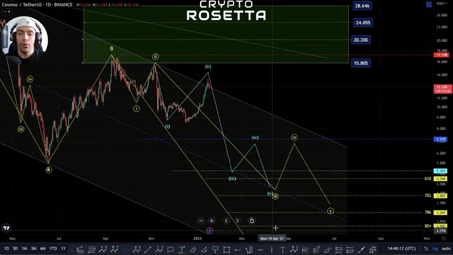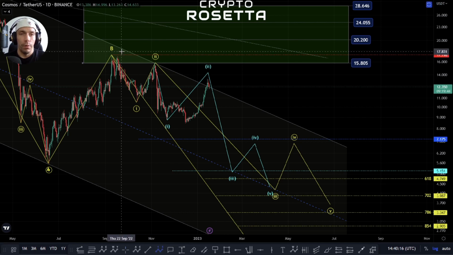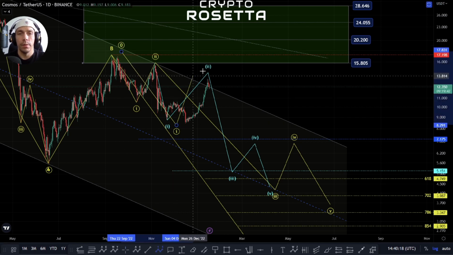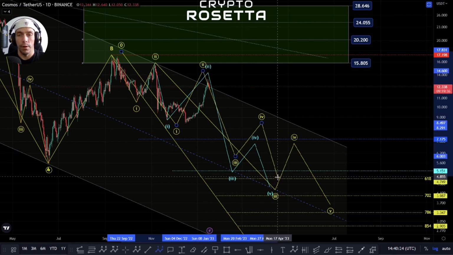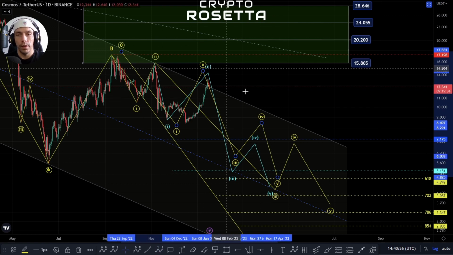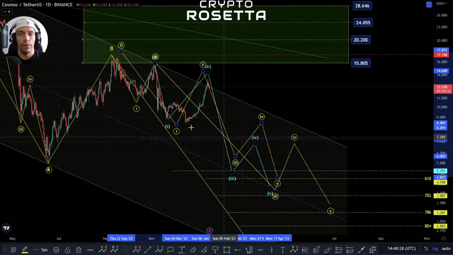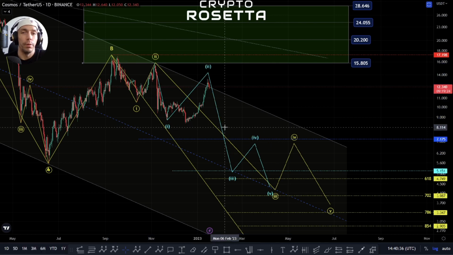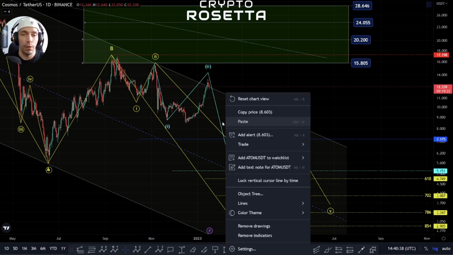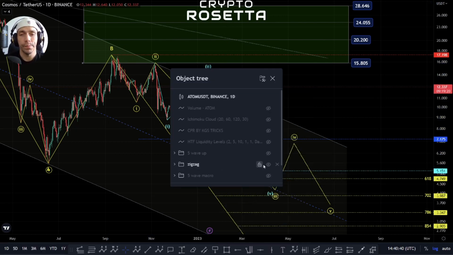There is also the potential that we could form a diagonal structure here, where we form this as a 1, we form a zigzag to the upside for a 2, 3, 4, and a 5, and then this all comes within a wedge shape, and basically the wave 1 has to be the longest, wave 3 is the next longest, wave 5 is the shortest, and there's some other rules that would have to apply, but we're too early really to say whether that is what's playing out.